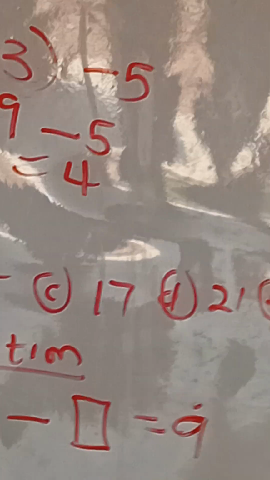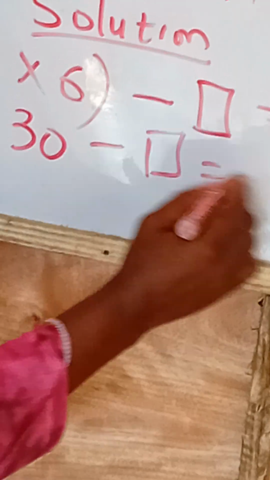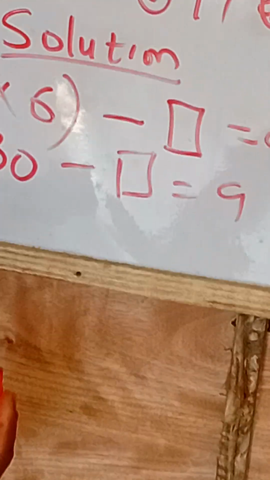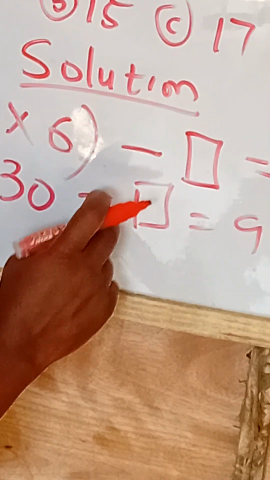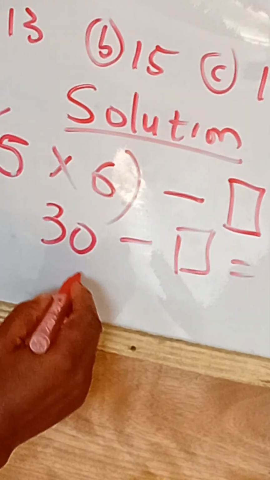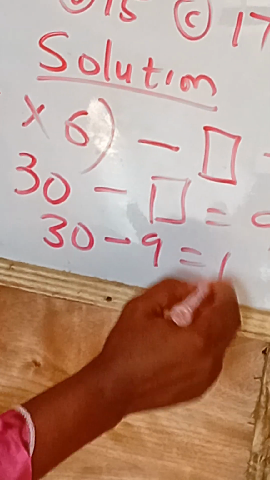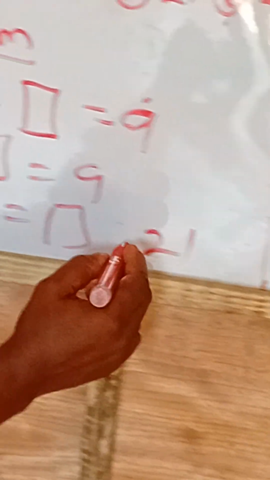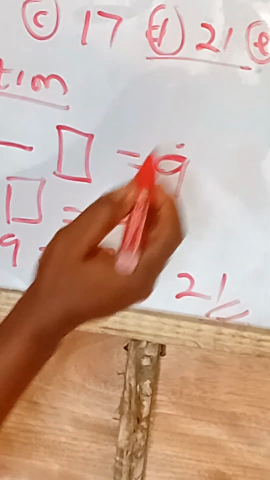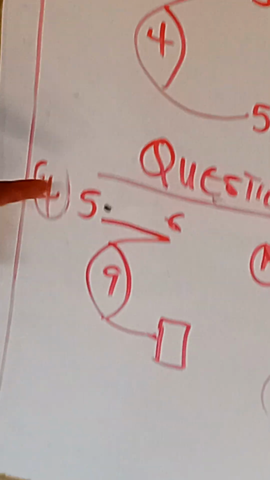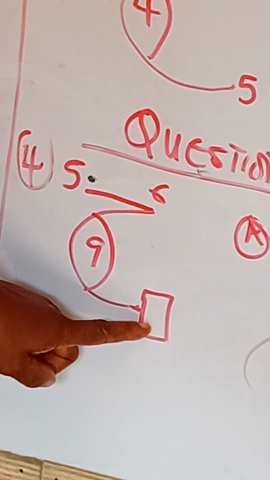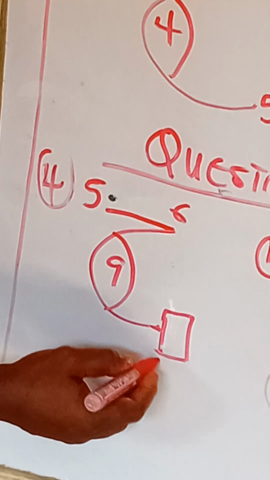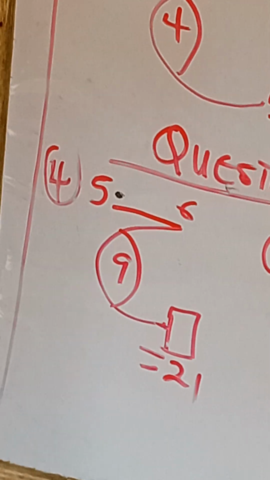So 5 times 6 is what? 30. 30 minus something is equal to 9. So you can do it as if you are solving a question. When this minus box crosses to the other side, 30 minus 9 is equal to what? What's 30 minus 9? That is 21. So our answer is 21. Choose option D. I don't know if you actually get that. We multiply this, minus this. We don't know this. So now our answer here is 21.